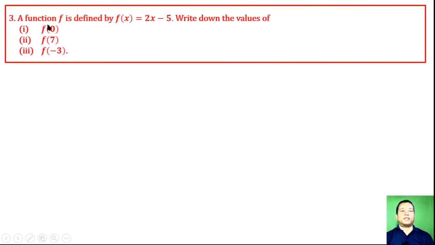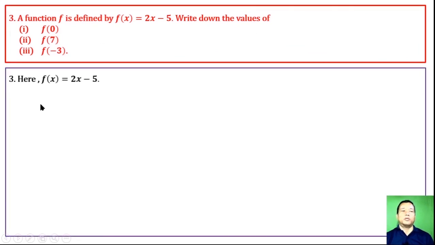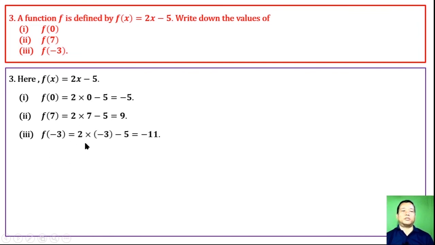Question number 3. A function f is defined by f of x equal to 2x minus 5. Write down the values of f of 0, f of 7 and f of minus 3. It is very easy. For f of 0, replace x by 0 on this side also: 2 into 0 minus 5 is minus 5. F of 7 is 2 into 7 minus 5, that is 9. F of minus 3 is 2 into minus 3 minus 5, that is minus 11.